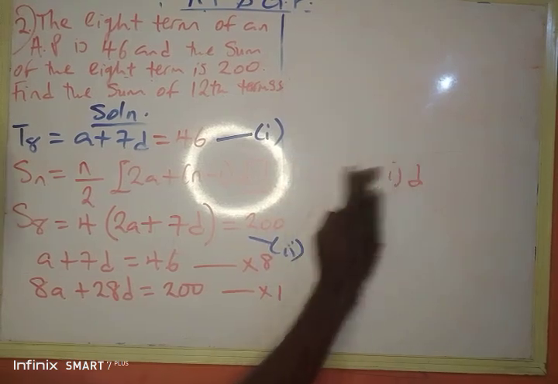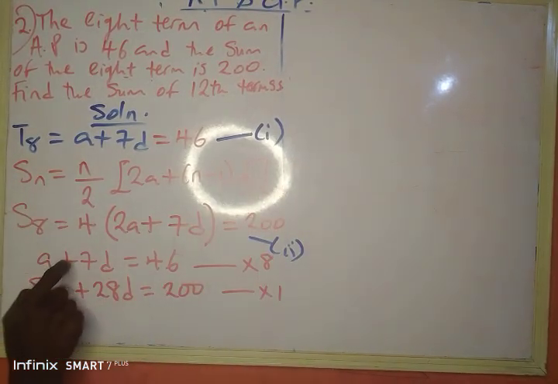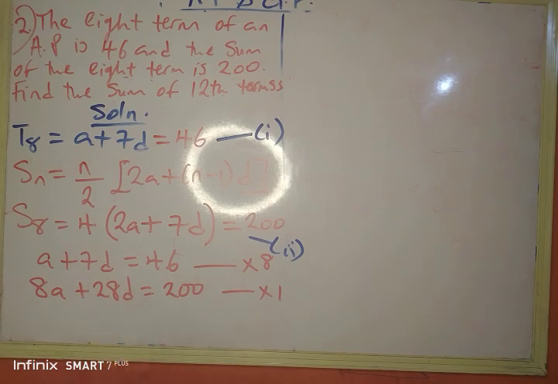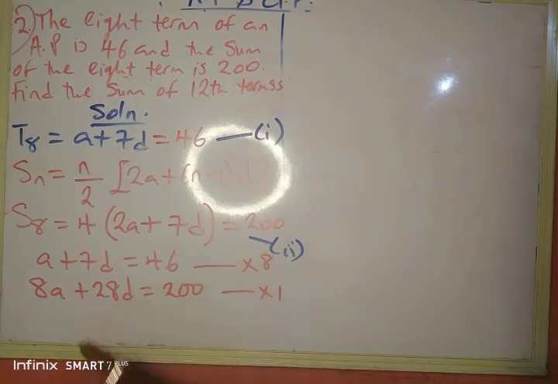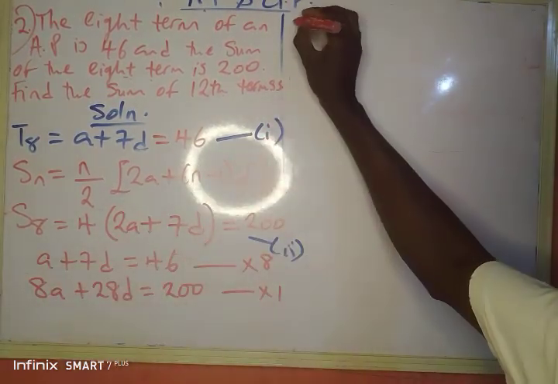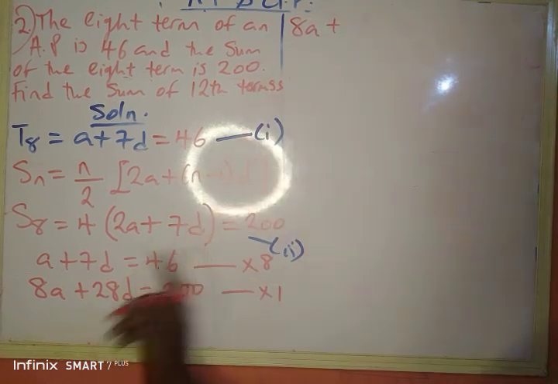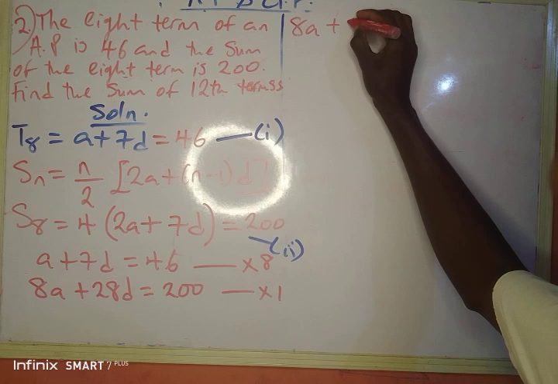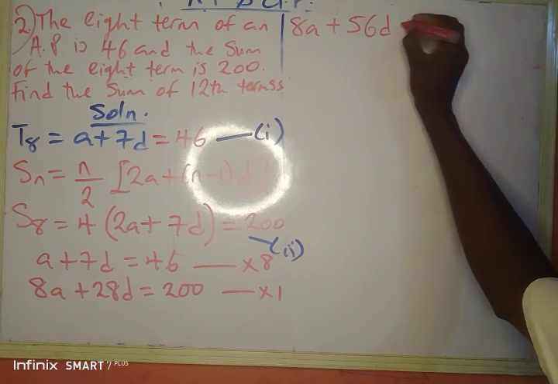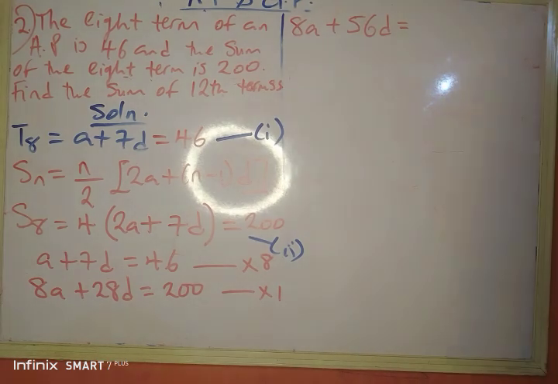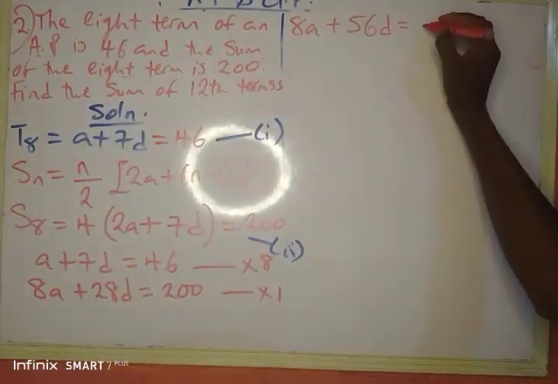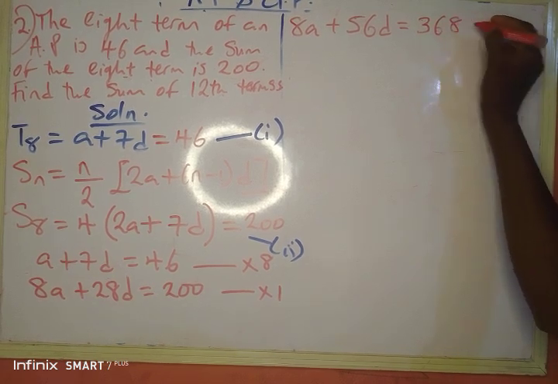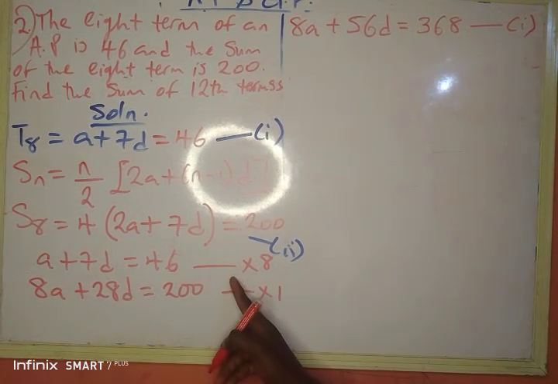From there, I can now solve in any equation, maybe equation 1 or equation 2, to find my value of a. I'm already explaining simultaneous equations, so sorry for that. Time is going. Okay, from here I can say that 8 times a, that's 8a, plus 8 times 7, that's 56d, equals 46 times 8. That's 368. That's equation 1. Don't forget it. We only transformed it.